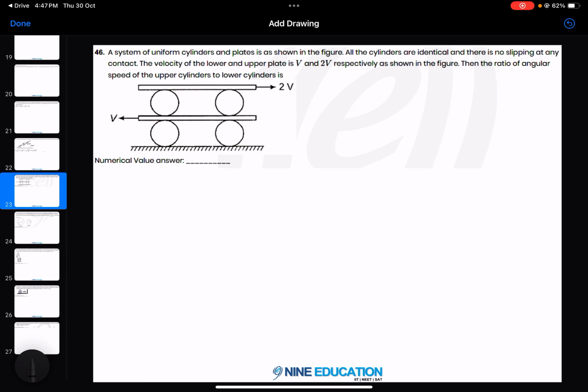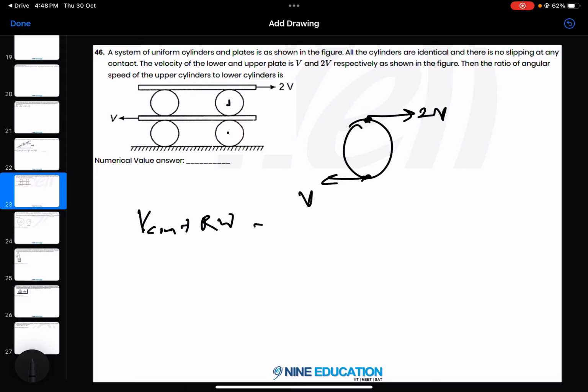Moving on to the next question. So both the upper layer and these two spheres are rolling without slipping. So let's look at the top sphere. Here velocity is 2v, here velocity is v towards left. If it is rolling, velocity at the top point is v center of mass plus r omega, which is 2v. At the bottom point, it is v center of mass minus r omega. The velocity is towards left, so we take minus v.